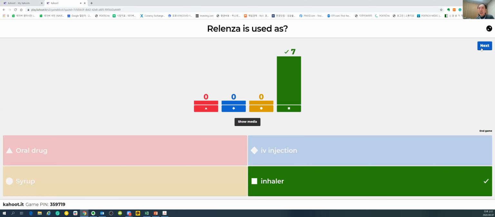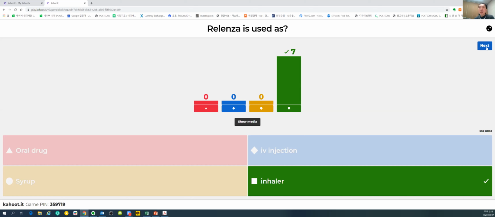Okay, Relenza is an inhaler. Inhaler means it's a spray. It's just a spray inside the mouth to deliver the drug compounds directly to the lung inside. Okay, oral drug means we have a pill. Syrup is a similar way. Oral drug is a solid state. Syrup is just liquid. It's the same thing. IV injection is injection through the syringe. IV means intravenous, through vein. So it's an injection method.